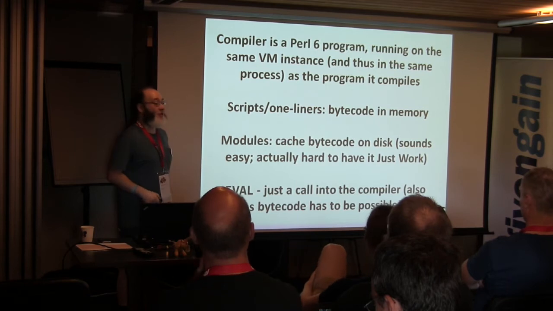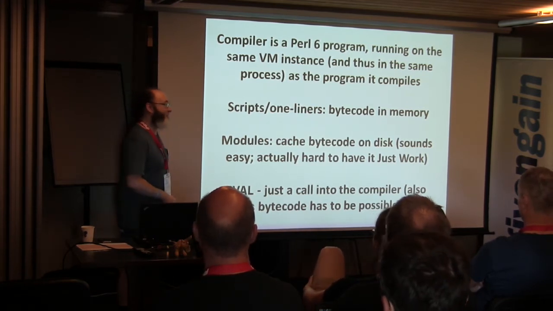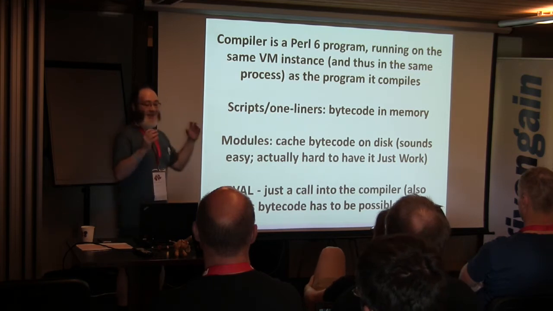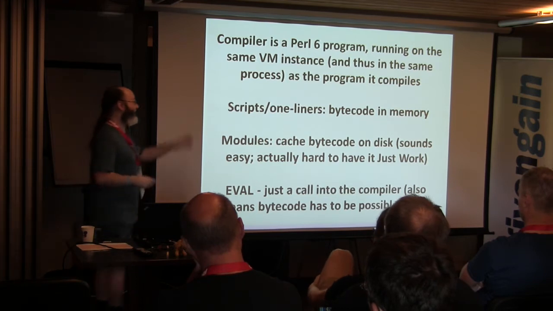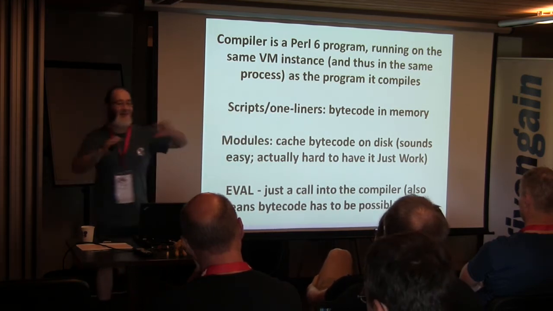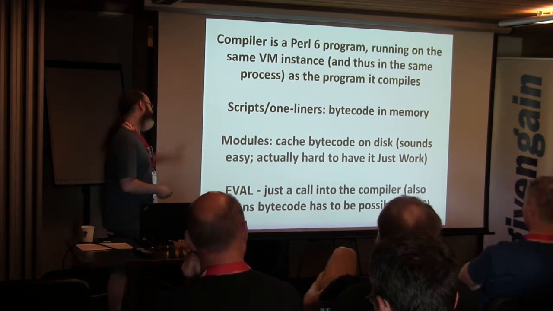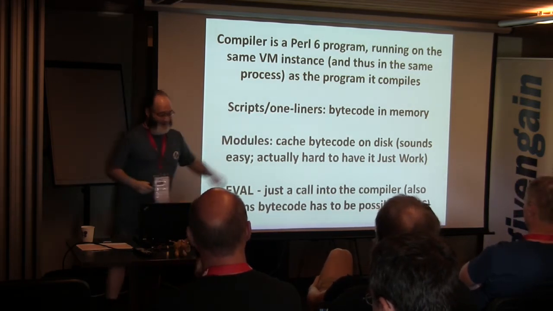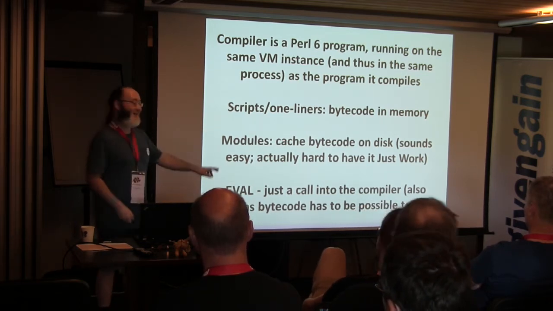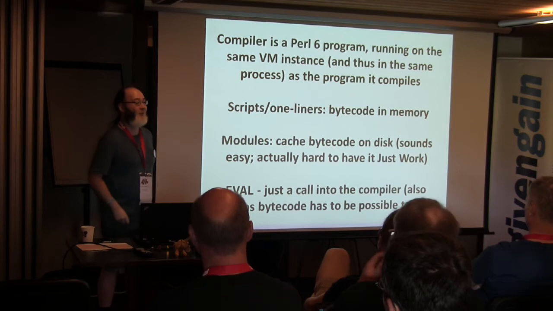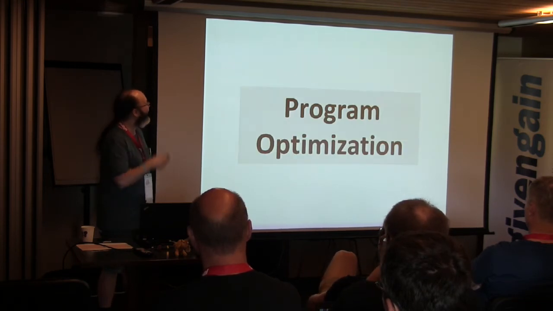For modules, we actually do cache the bytecode on disk, which sounds like a somewhat easy thing to do and turns out to be an absolute horror. Of all the things I'm really happy somebody has taken off my plate in Perl 6, this is number one, because it is a real horror. Thank you. So eval just calls into the compiler, runs it. This has the interesting consequence that we have to be able to garbage collect bytecode. But fine, we can do that.